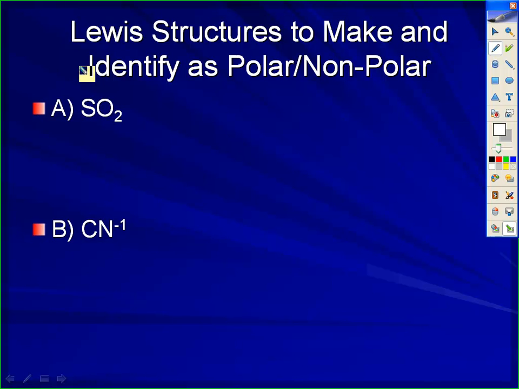And for sulfur, that value is 2.58. And oxygen is a 3.44. So that difference there falls within the range on your difference in electronegativity chart. It falls between the 0.5 and the 1.6 values, which shows that this is going to be a polar covalent bond between the S and the O's.